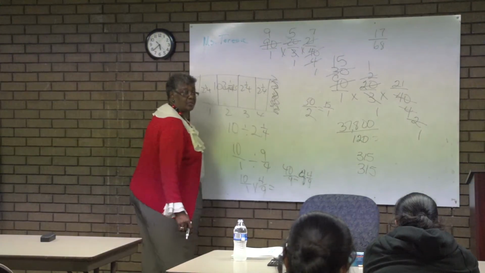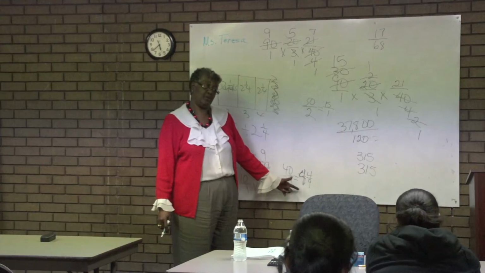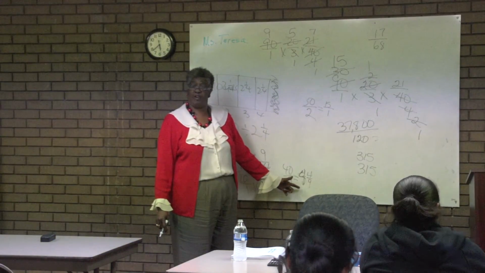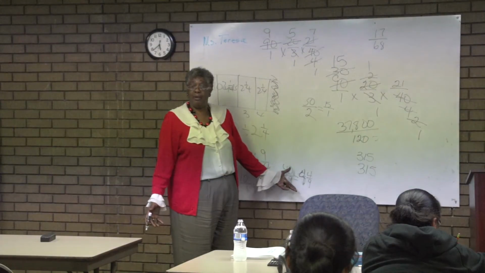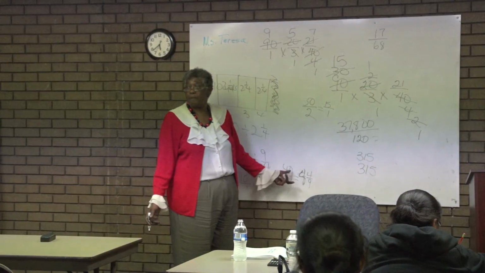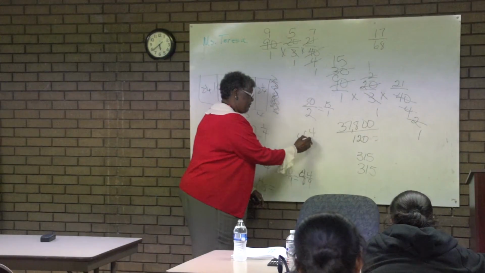4 4/9. I can make 4 4/9 dresses is my answer. Can you make 4/9 of a dress? No. So how many dresses could you make? 4. Right? Your answer is 4 4/9.